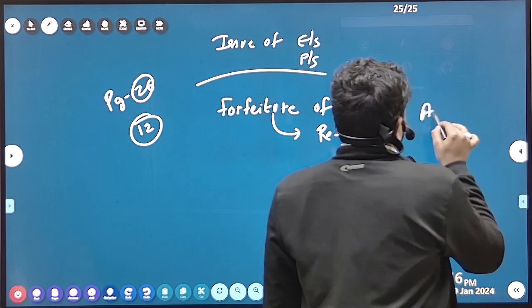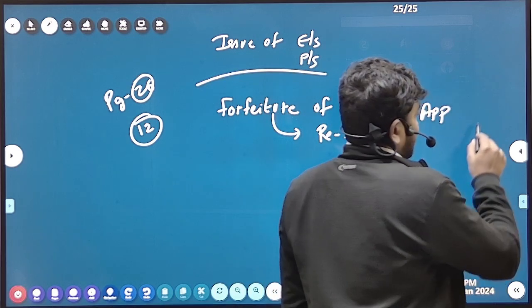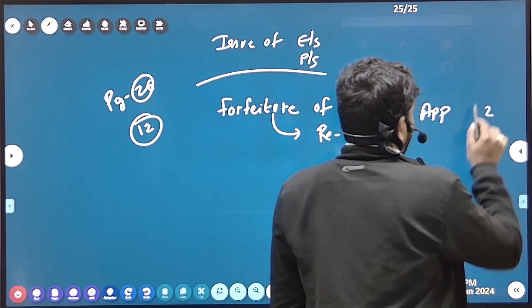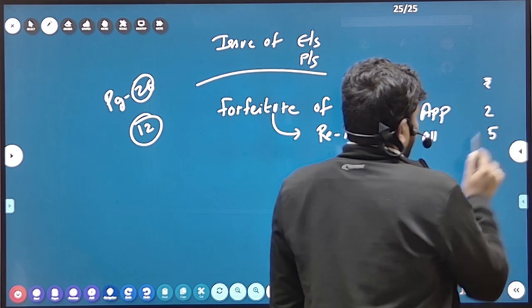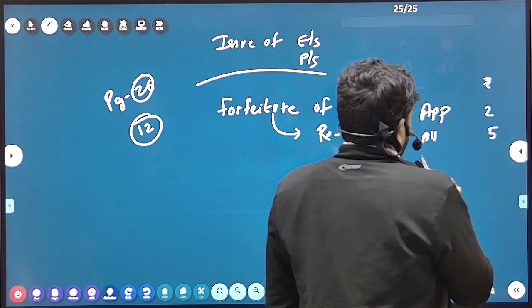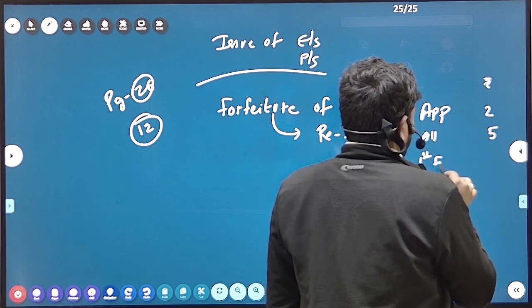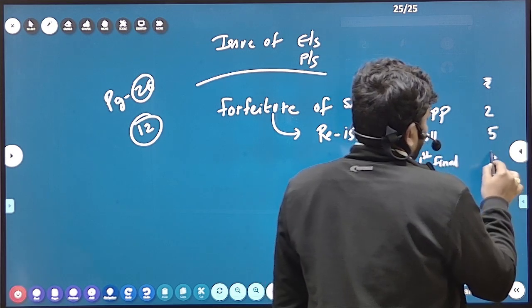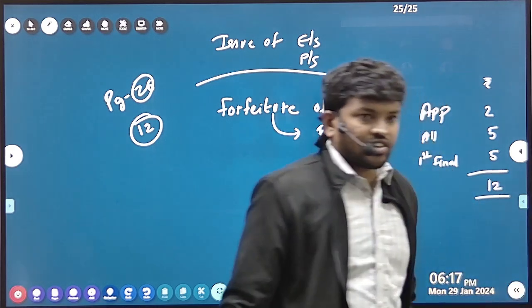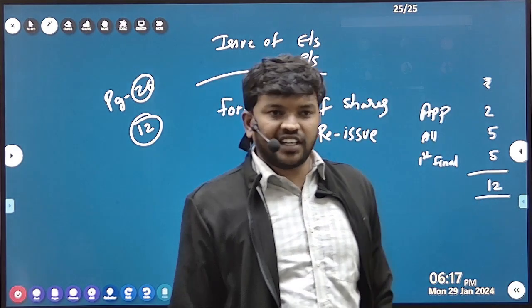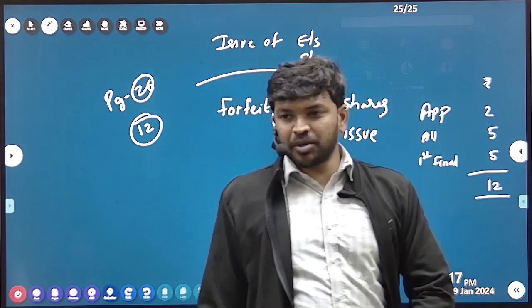Application? 2 rupees. Allotment? Okay. First and final call, na? 5 rupees. Total how much? 12. What is the face value? 10. 12 in the sense 2 rupees is premium.